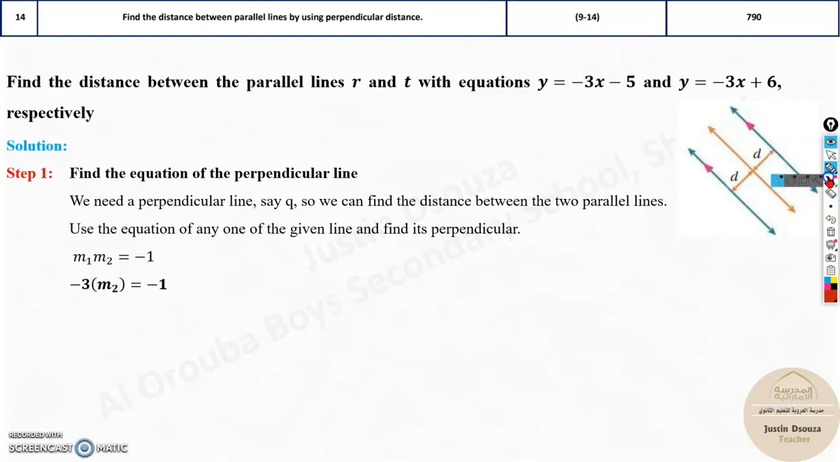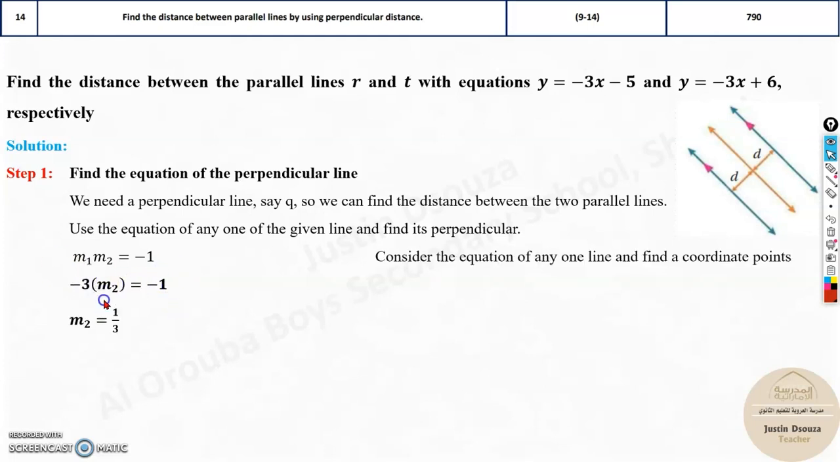Let's assume the slope of the perpendicular line as m2 and let's find it. We know when we multiply it with -3, it must be -1. So all we do is take this to the other side and negative negative cancels off. You will get 1 by 3. Now this m2 is the slope of the perpendicular line. If this is -3, over here the perpendicular line will have a slope of 1 by 3.